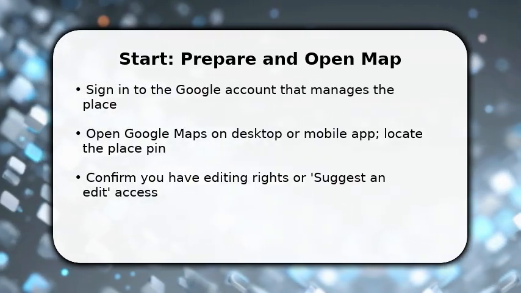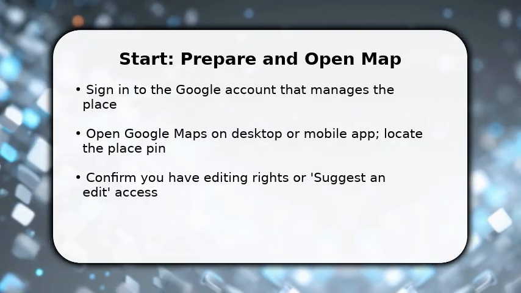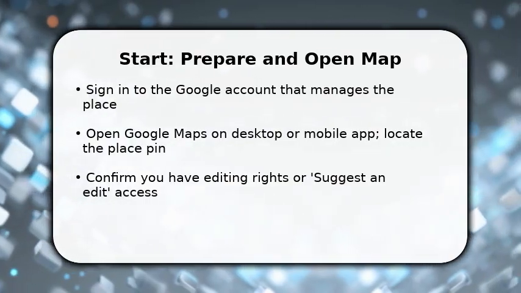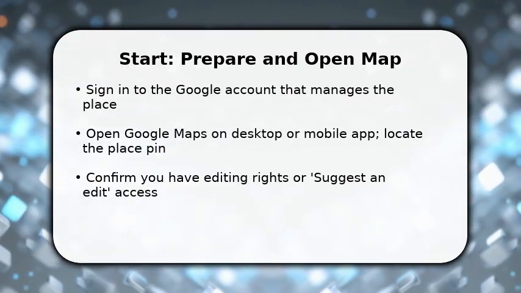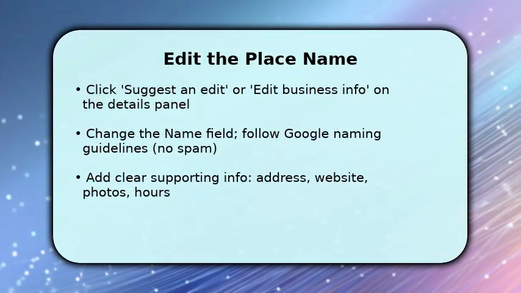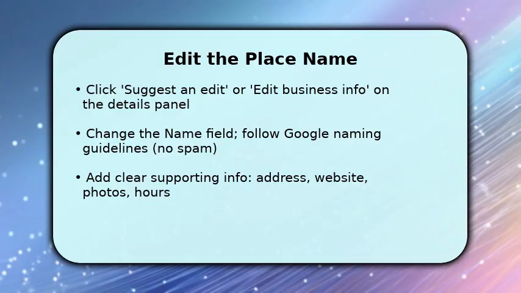If you don't own the listing, choose Suggest an Edit. Now tap or click the place name to reveal the Details panel so you can begin editing fields. Once the Details panel is open, select Suggest an Edit or Edit Business Info depending on your access.